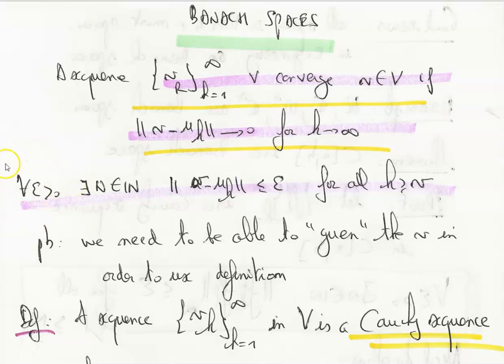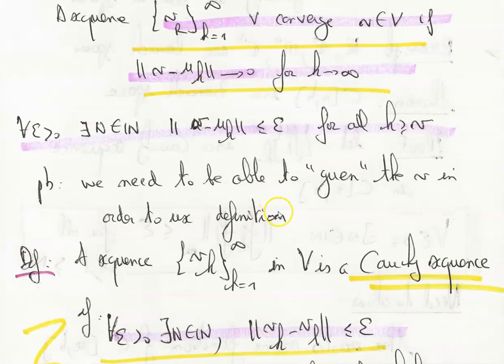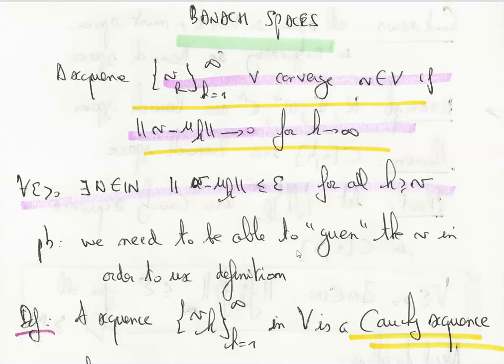Okay, so whatever epsilon, as small as you can find, you can always find a natural number n such that for k greater than n, you have the norm of v minus v_k less than epsilon, for all k superior to n. So there is some problem here. We need to be able to guess the v in order to use the definition. To demonstrate that the sequence converges, you need to know the limit a priori.